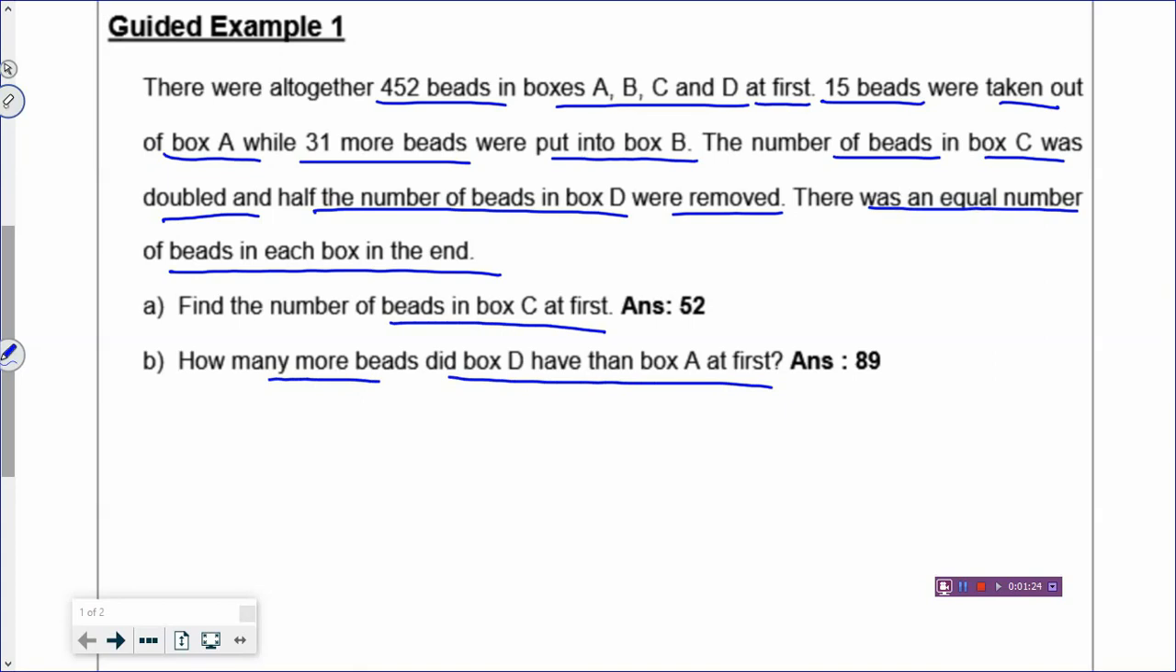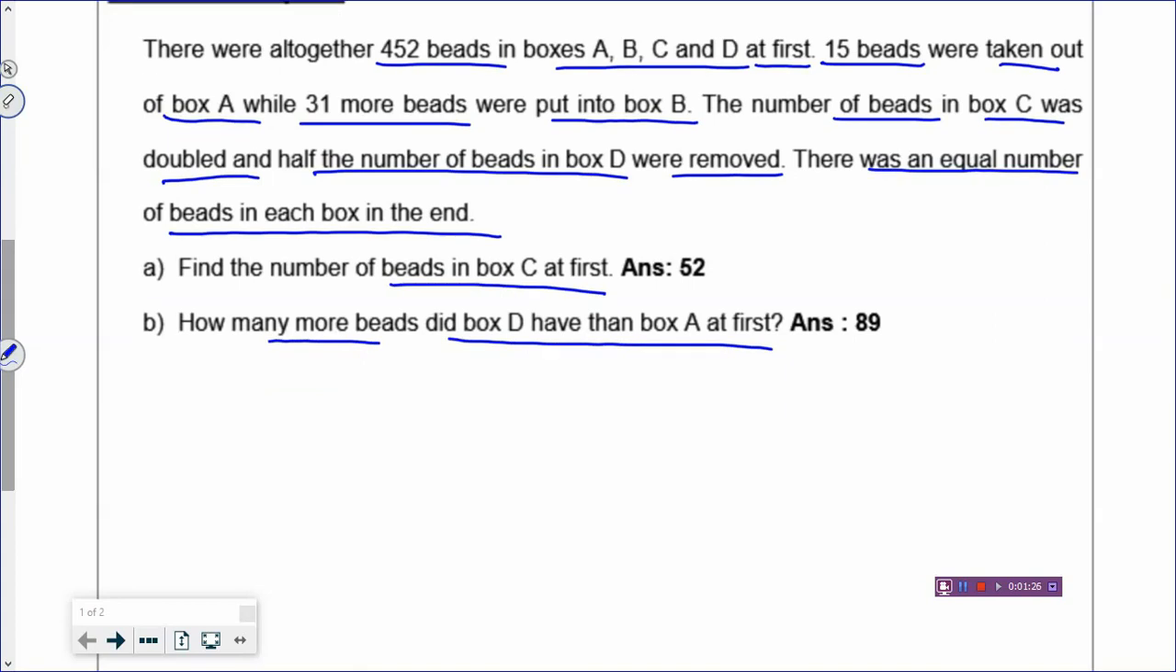Now, these problems are quite easy to draw the model, right, as compared to the last several lessons that you saw. So let's see why it is that easy to draw. Let's look at the first sentence. If you can't draw the first sentence, then you jump to the next sentence.